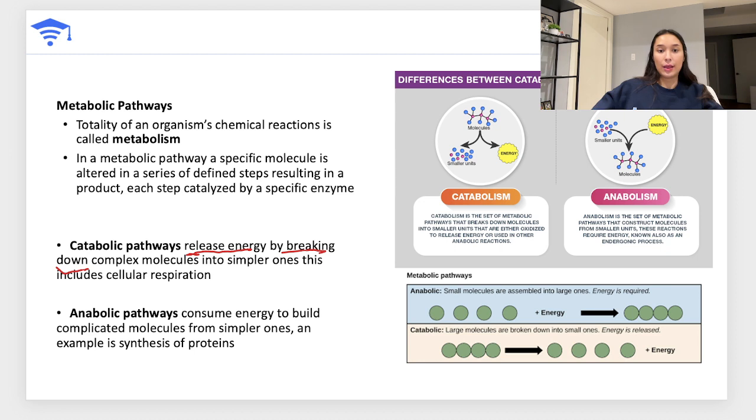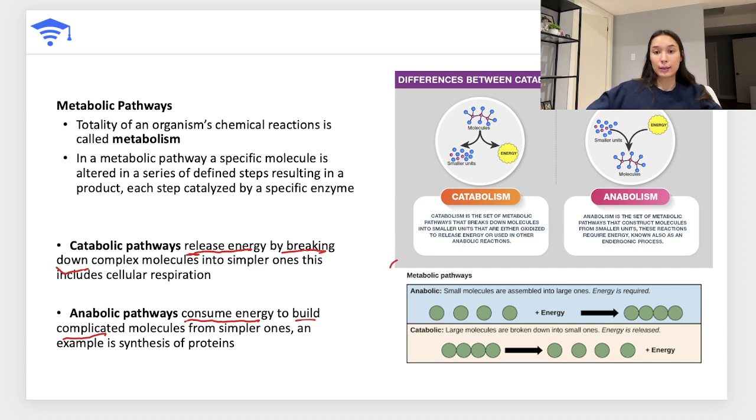And then the anabolic pathway is going to be the opposite. If catabolic pathways release energy, anabolic pathways consume energy. And if catabolic pathways break down complexes, they actually build complexes in anabolic pathways. So these are the two main differences, and your pathways in metabolism are going to fall into either one of these. An anabolic pathway would be photosynthesis. You're making a larger complex of glucose, right? So catabolic is releasing energy and anabolic is consuming energy. That's the best way to look at it.